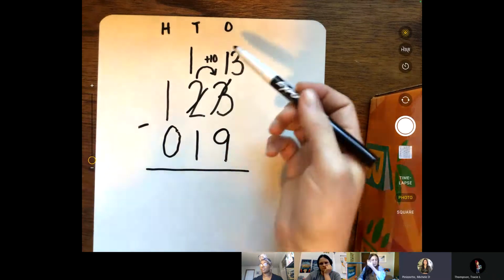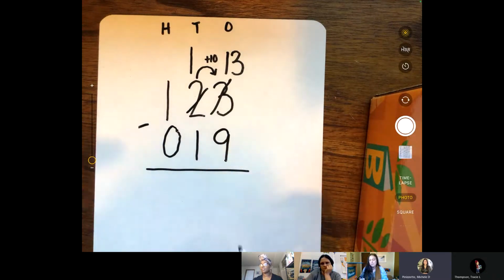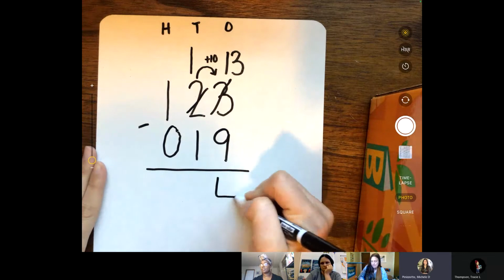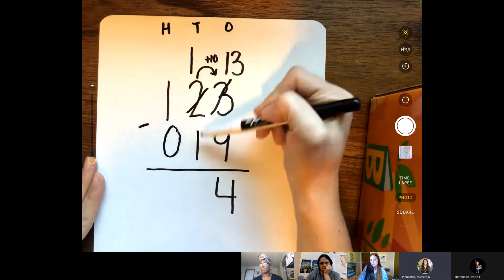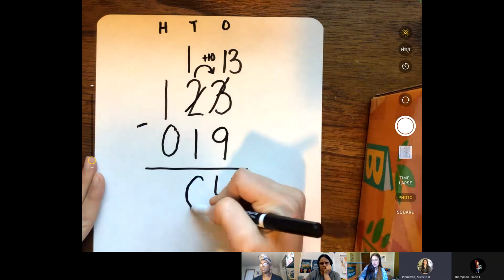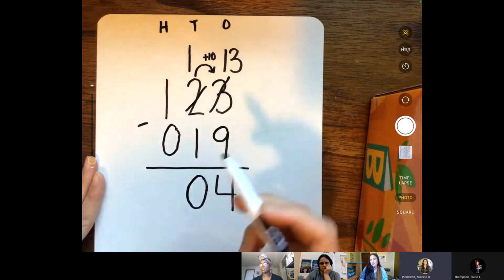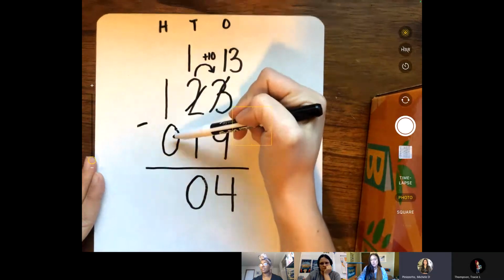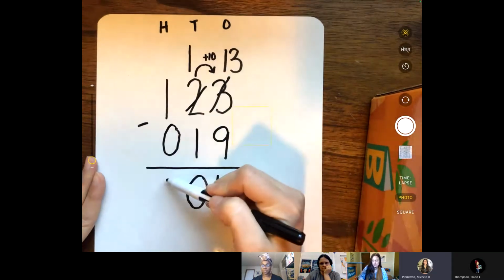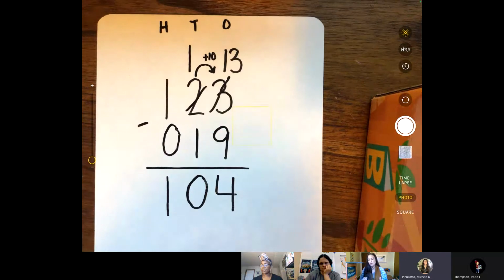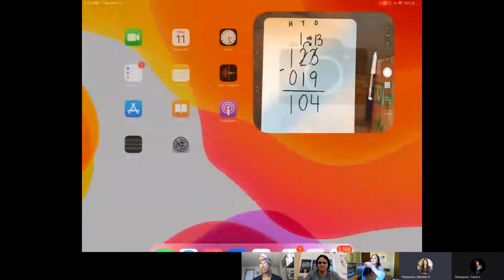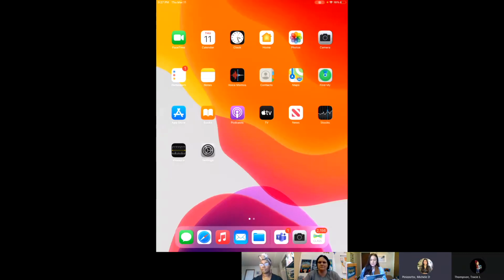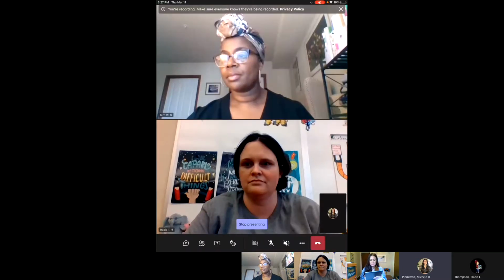All right, now we're ready to start subtracting. So we do 13 minus 9. Then we go over to our tens. 1 ten minus 1 ten is 0 tens. And then finally to our hundreds. 1 hundred minus 0 hundreds is still 100, giving us a total of 104. All right, next up, Miss Thompson is going to show you how to do this same problem using the place value chart.